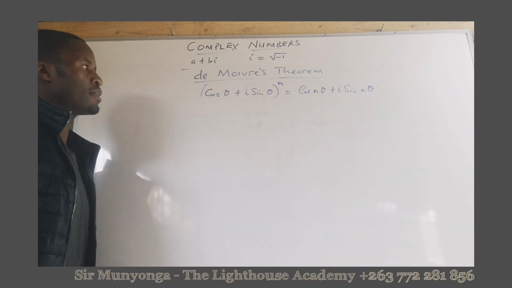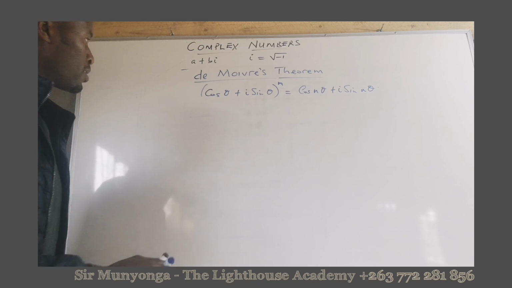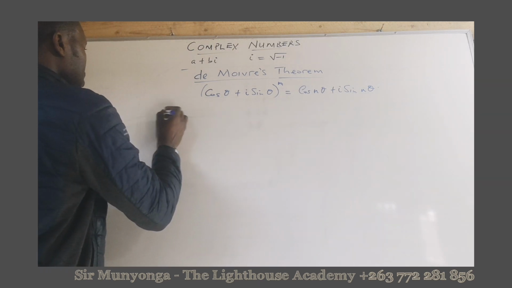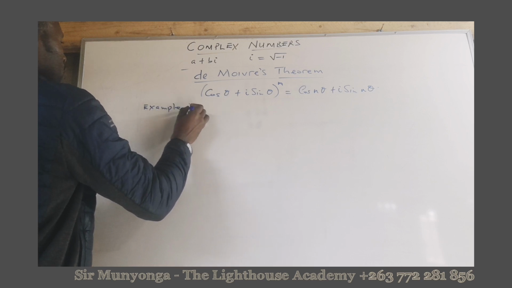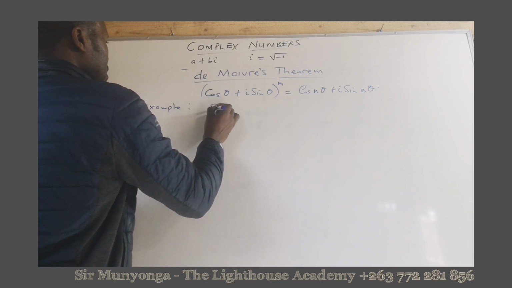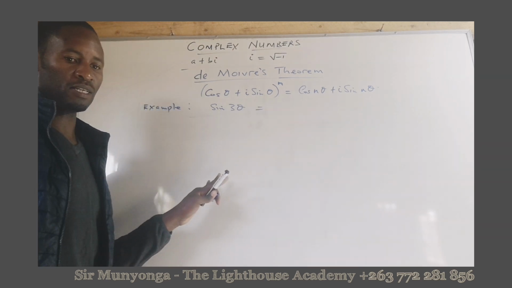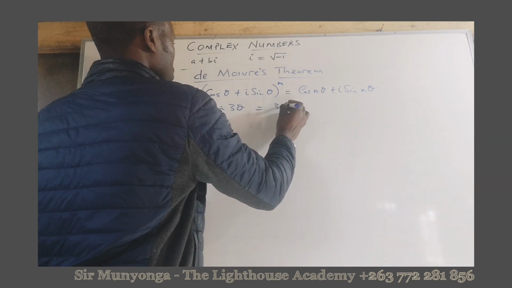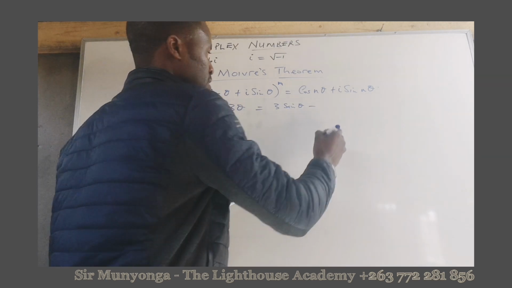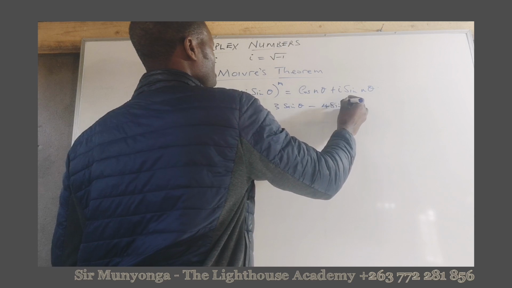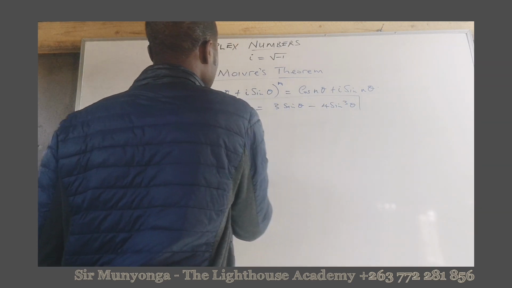De Moivre's theorem can also be used to prove trig identities. So let's take an example. The example identity is: prove that sine 3 theta is equal to 3 sine theta minus 4 sine cubed theta. So we want to prove this identity.